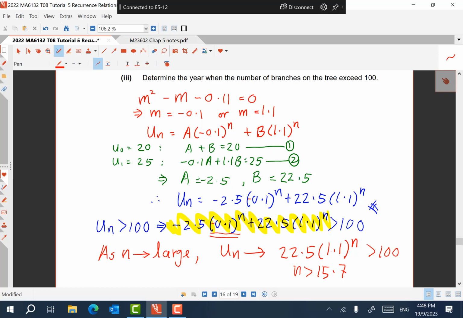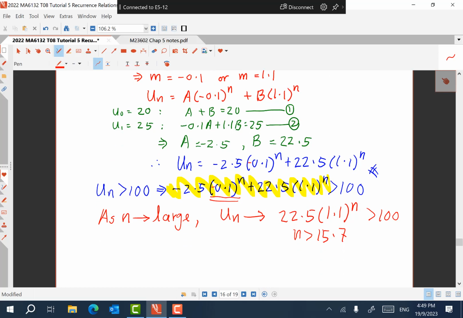Finish up the last slide again. And then therefore the least n, right, so it means 16 years and beyond, you will have more than 100 branches. Okay, that's question 10 of your tutorial 5.